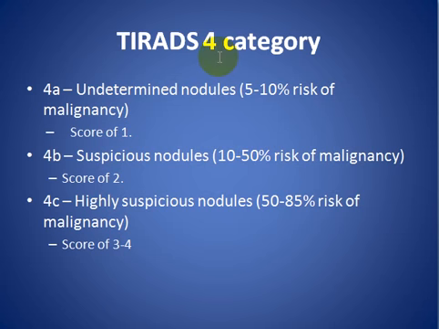Type 4 TIRADS can be subclassified to 4A, 4B, 4C. If it is 4A, it is a score number 1, a score 2 for type 4B, and a score 3 to 4 for type 4C. And this type has the highest increased risk of malignancy, ranging between 50 to 85%. With type B, it is about 10 to 50%. With type A, it is about 5 to 10%.